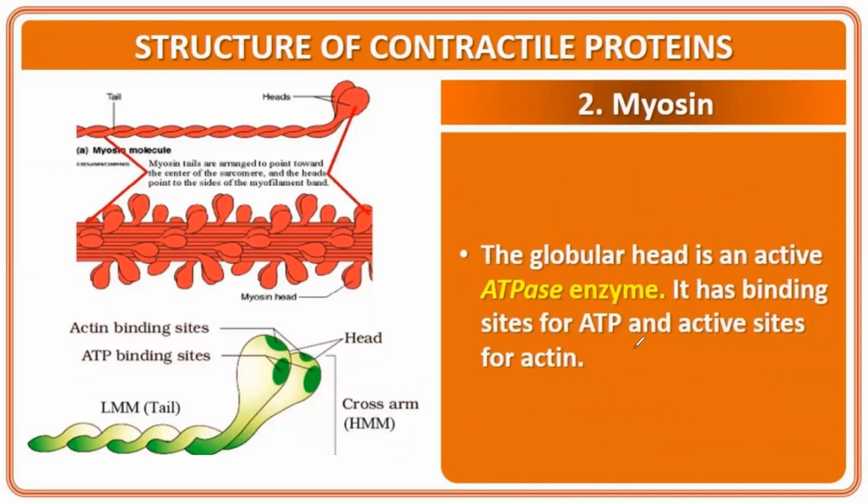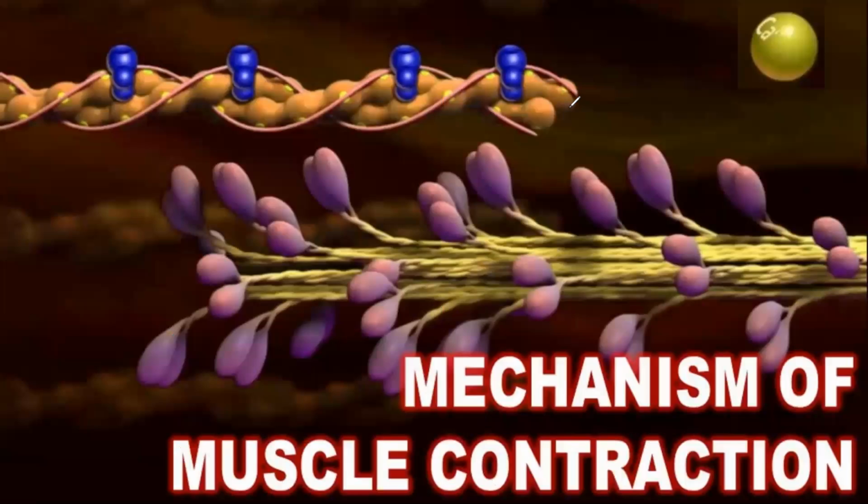The globular head is an active ATPase enzyme. Here you can see over here the globular part. It has an actin binding site. Also, it shows the ATP binding sites because it has an active ATPase enzyme. It has binding sites for ATP and active sites for actin. So myosin binds with the actin with the help of ATP molecule.